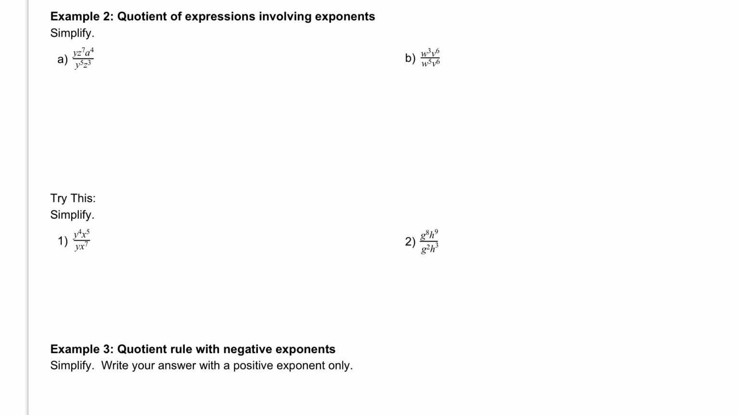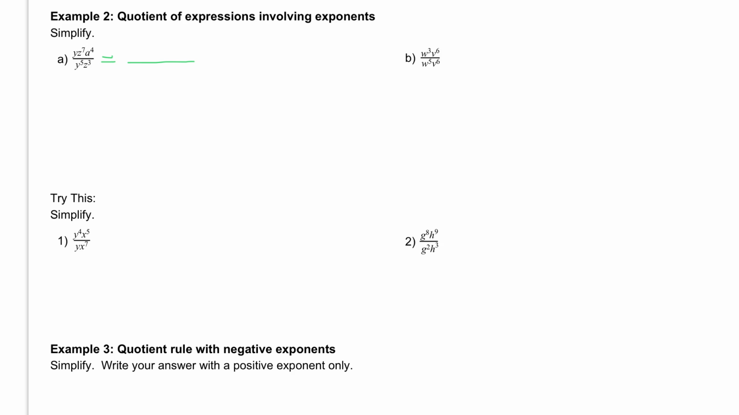In example 2, we're looking to simplify y times z to the 7th, a to the 4th, over y to the 5th times z to the 3rd. So what we're going to do is look at all the variables separately. Our goal is to end up with one base of each letter.